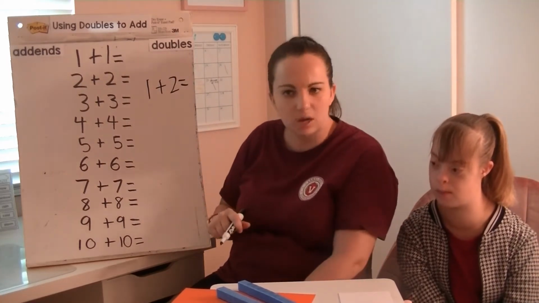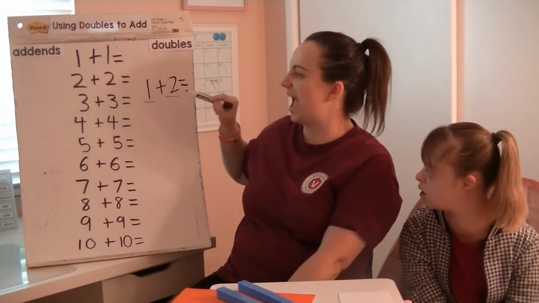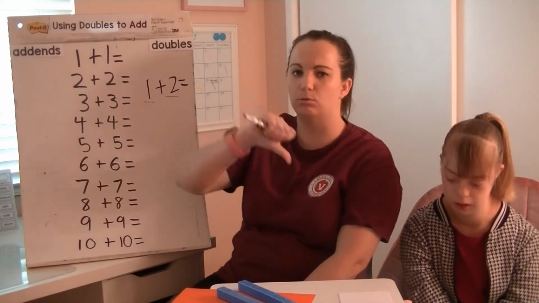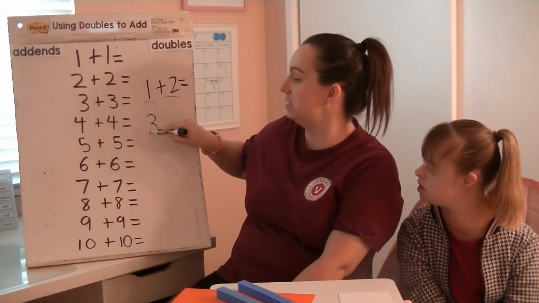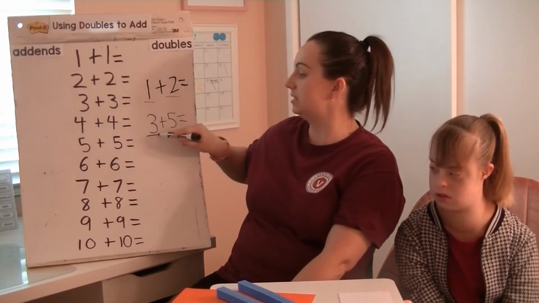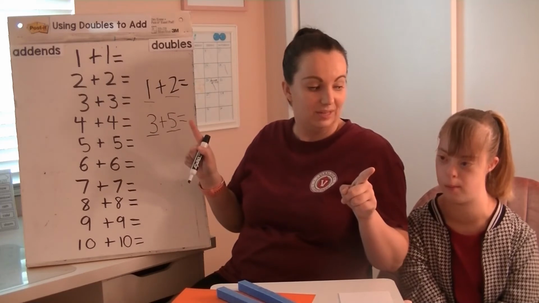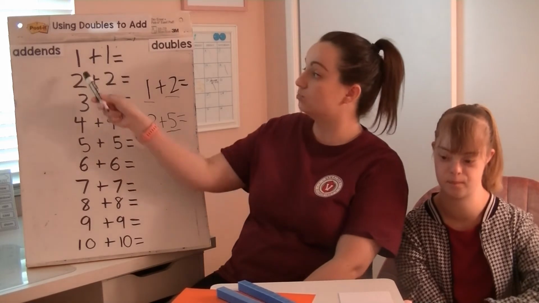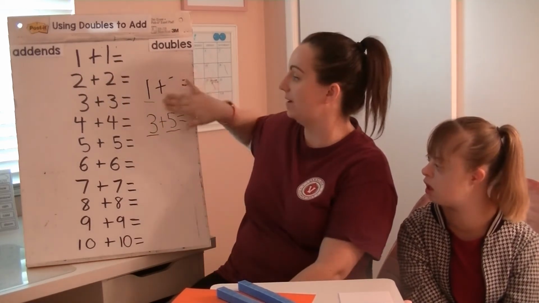It's no longer a doubles problem. Look, 1 plus 2. The addends are different numbers. That means it's not a doubles problem. Just like if you had 3 plus 5 equals. Are these numbers the same or are they different? They're different. That's not a doubles problem. Doubles problems, the addends or the numbers you're adding are the same.